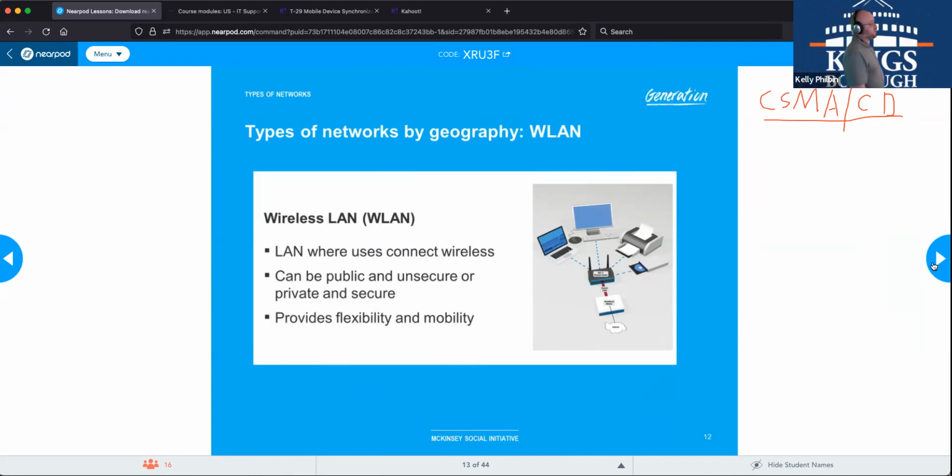These can be very public and extremely unsecure, or private and kind of secure. And thankfully, the best part about these is they're still relatively inexpensive, but they provide a lot of flexibility and mobility. So you're not tethered to a wall or to a particular spot. You can move around as you need to. Any questions on the WLAN, or wireless local area network?